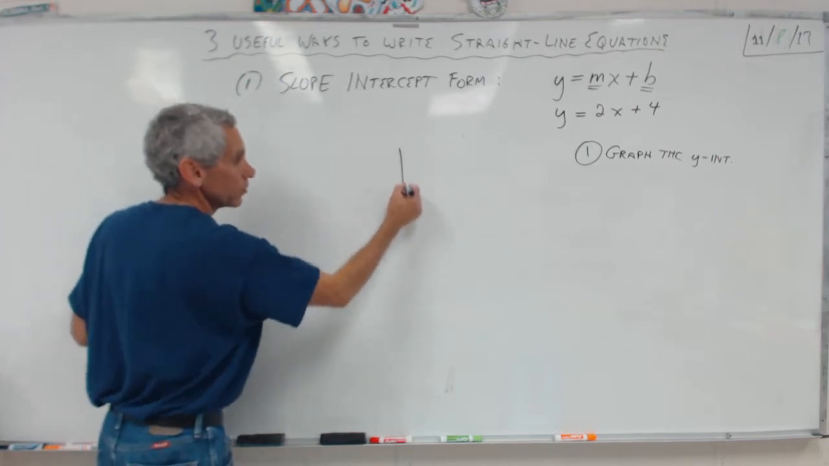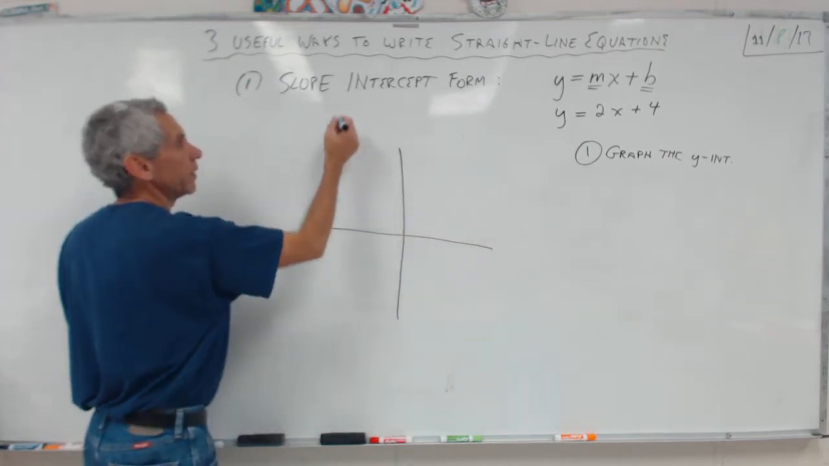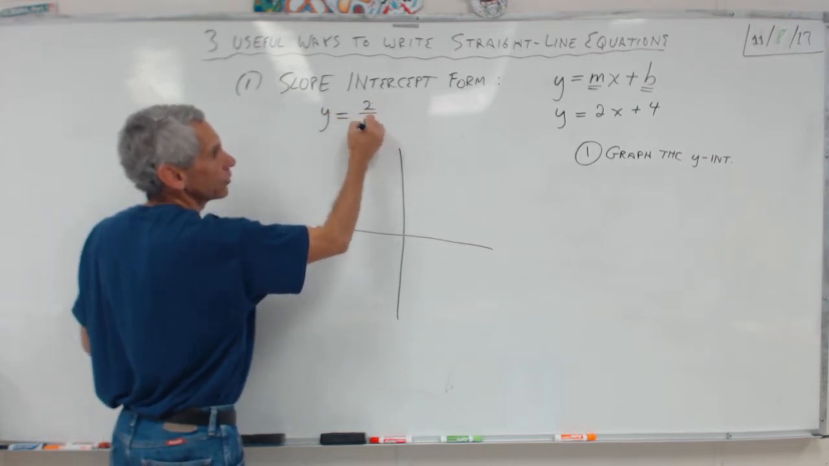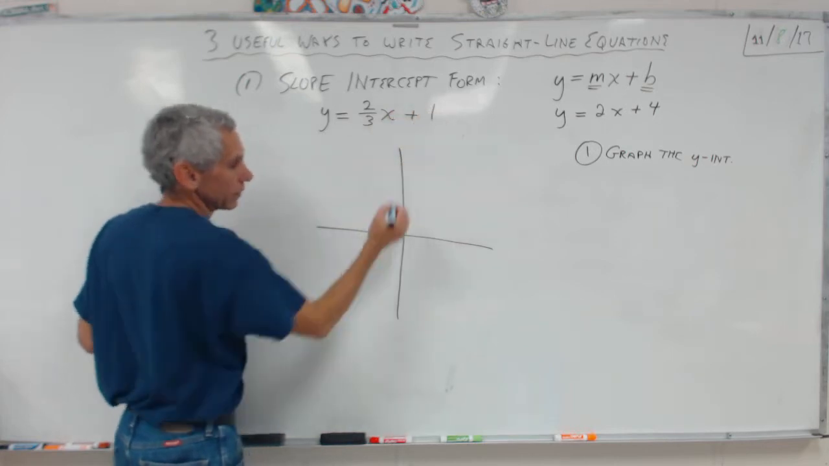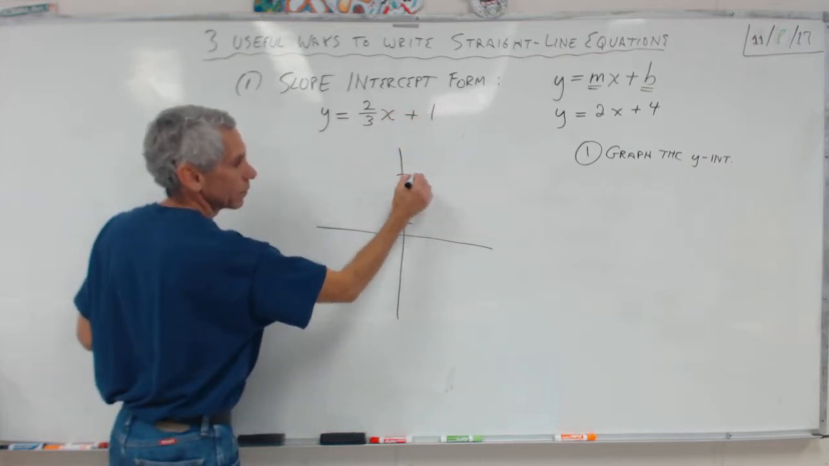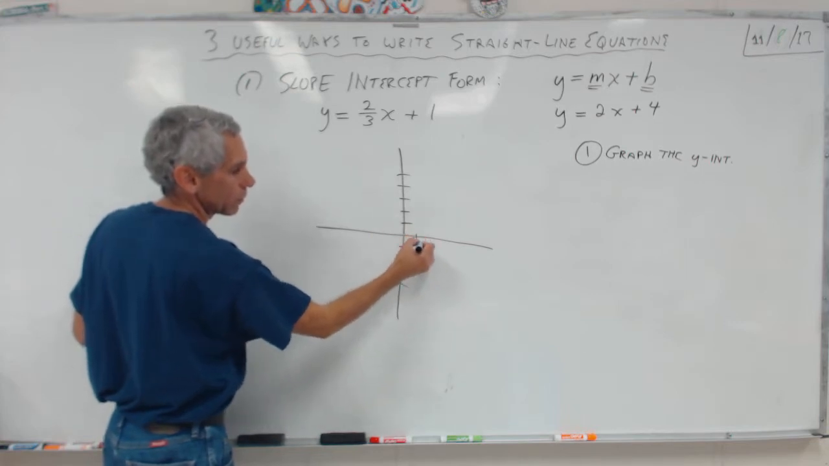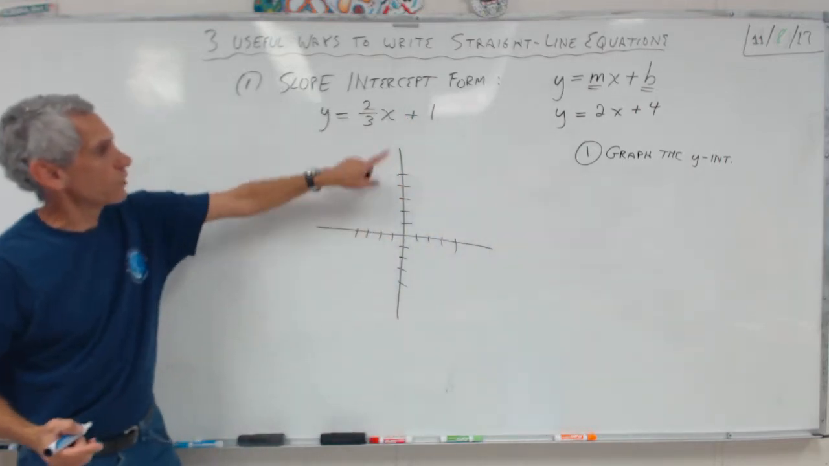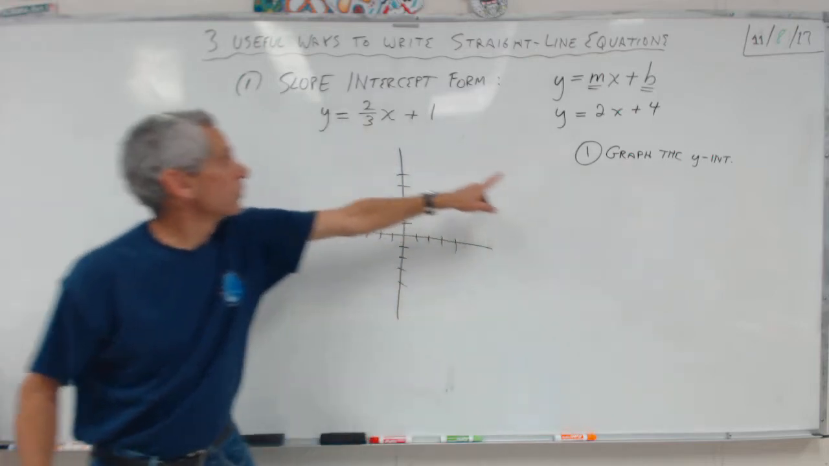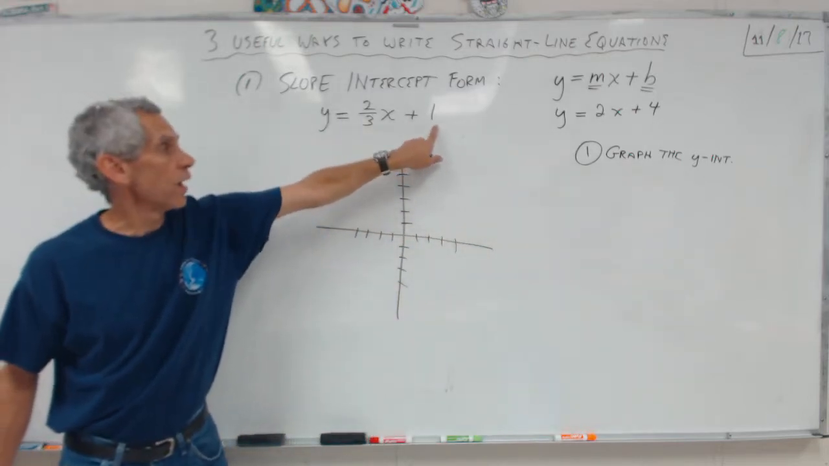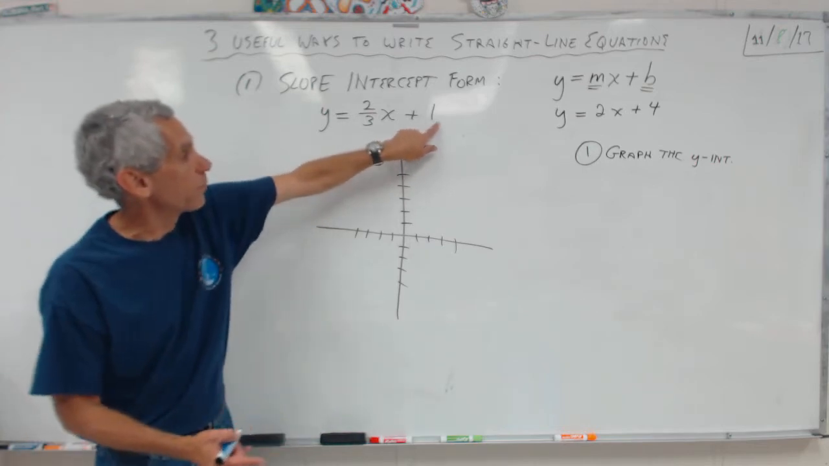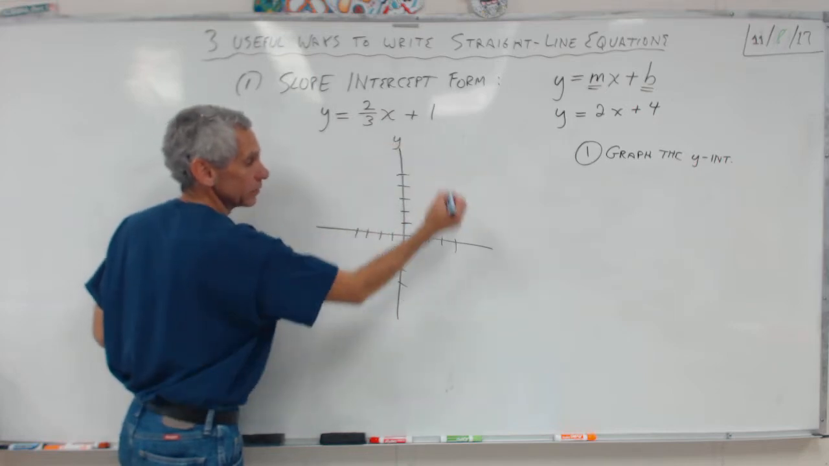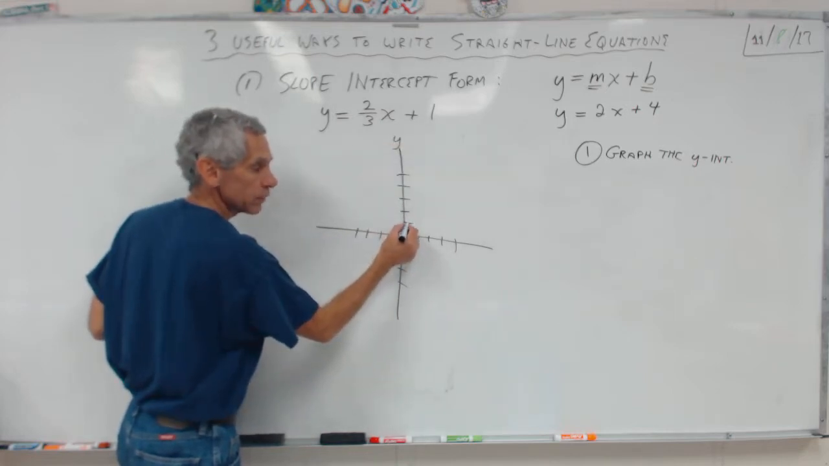So here we go. Here's our graph. And I have y is equal to 2/3 x plus 1. All right, I didn't say what the second step was. So the first step is I graph my y-intercept, which is what? 1. It's the last number, right? I'm going to graph that. It's a positive 1, and it's on the y-axis. It's where this line will bump into the y-axis. And it's going to bump right there at 1, right?